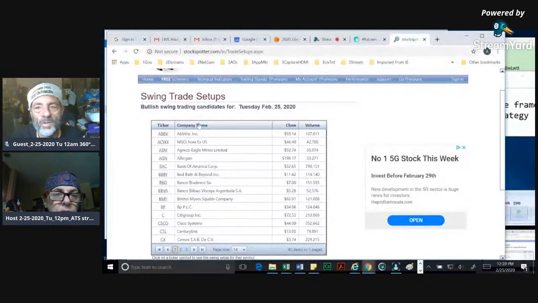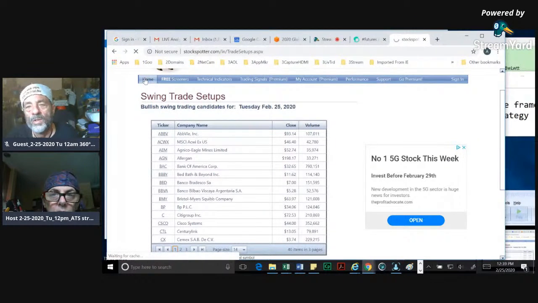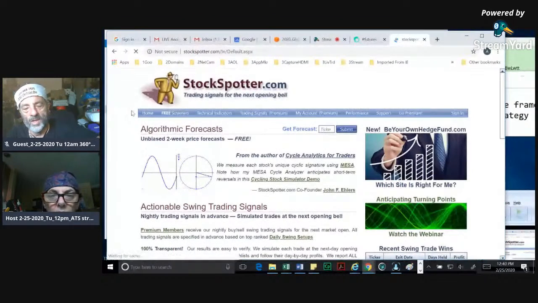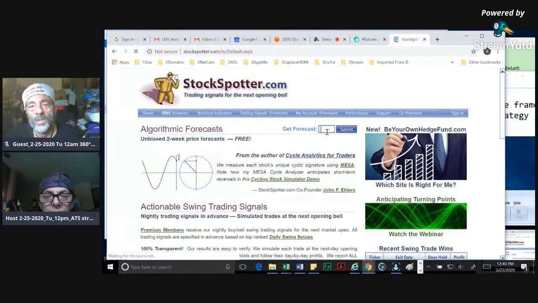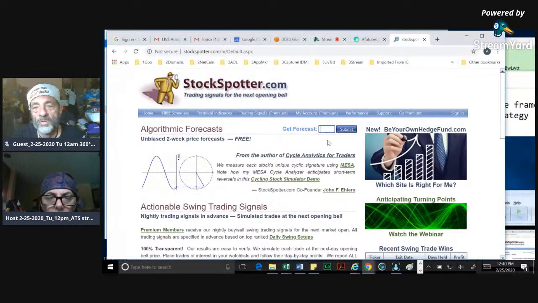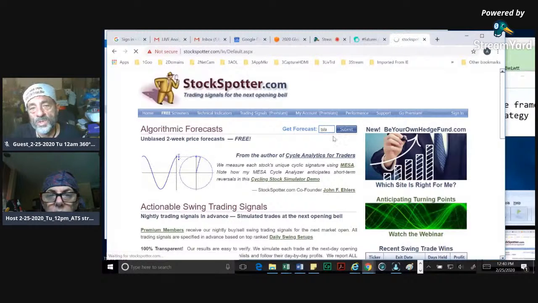And you enter Alcoa, and then at the home page, it says get forecast. You see it at the very top? Go back to the home page. Here, look at it. And then you type, let's say IBM, under the ticker symbol, and then click submit.